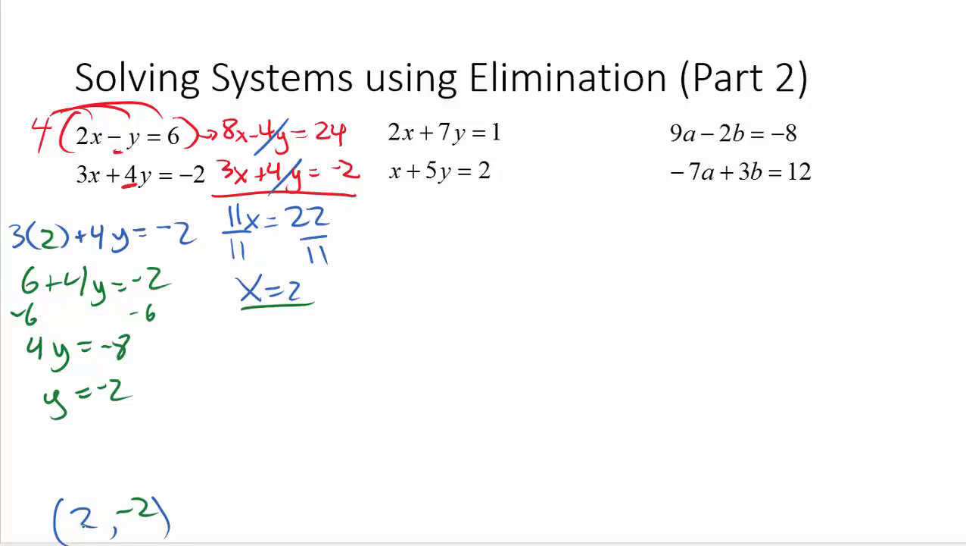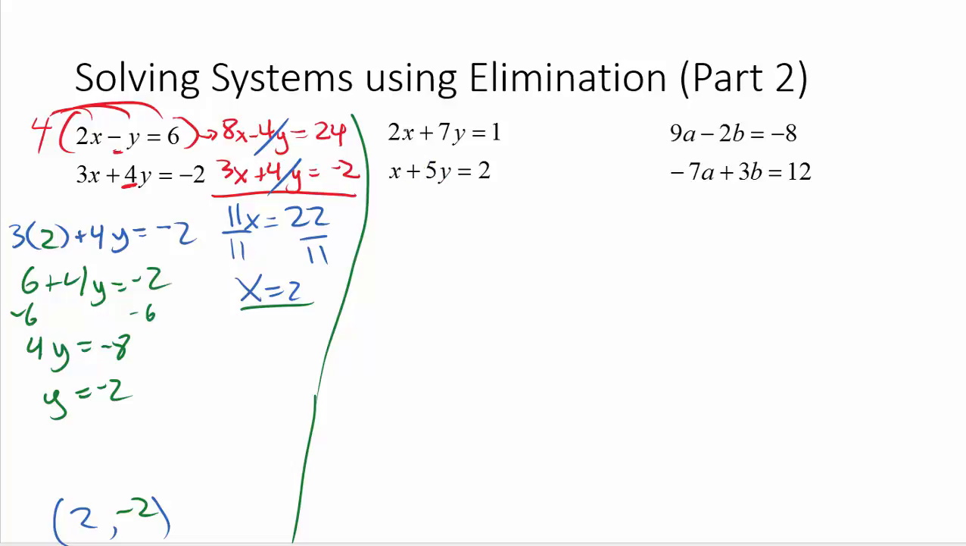That would be the point where these two lines, if I were to graph them, would cross at the point 2, negative 2. All right? So that takes care of the first one. Now, if we look at the next one here, again, we're going to have to think of something we can multiply by to get these lines to cancel.